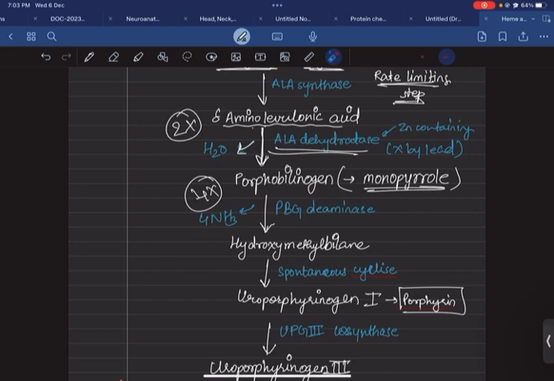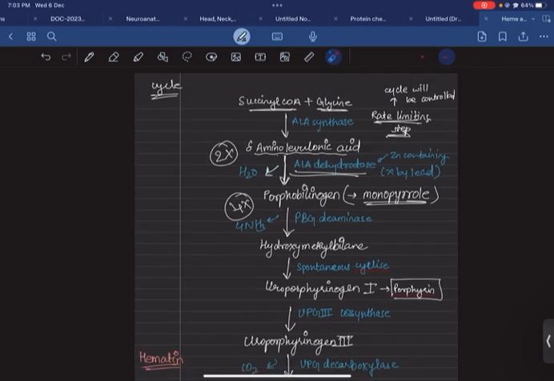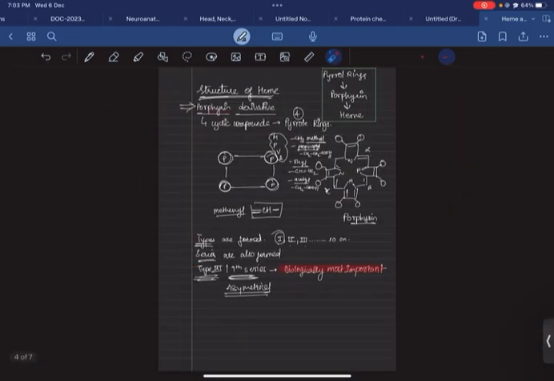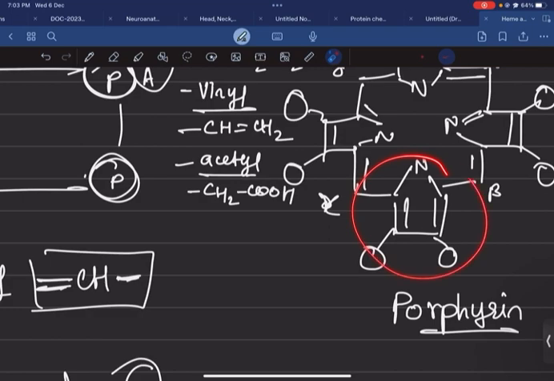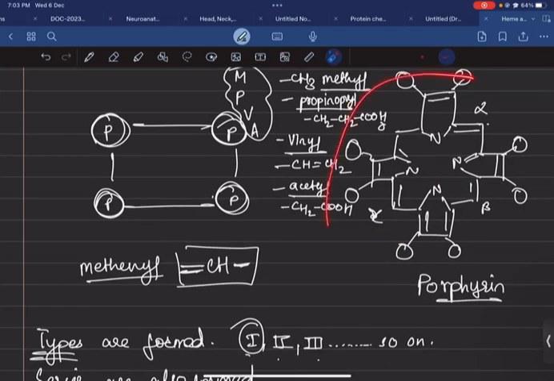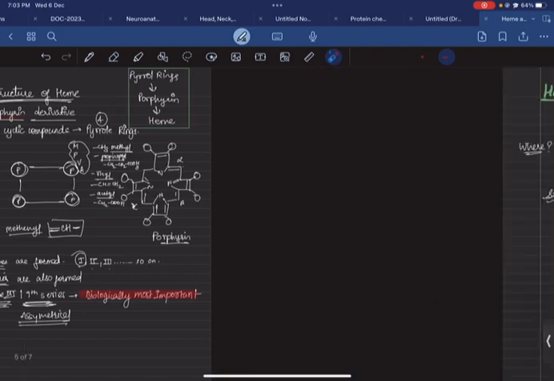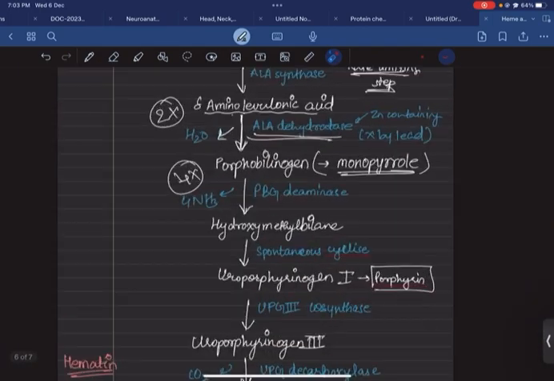Now please pay attention, because this is a monopyrrole. What I mean by a monopyrrole is that, see, pyrrole I already told you, right? Like here I told you what's pyrrole. A pyrrole is this structure, called pyrrole, right? So what is porphyrin? It's a tetrapyrrole, right? In heme there are 4. There are 1, 2, 3, 4 pyrrole rings, right? So it's a tetrapyrrole. So now we are just at a monopyrrole.